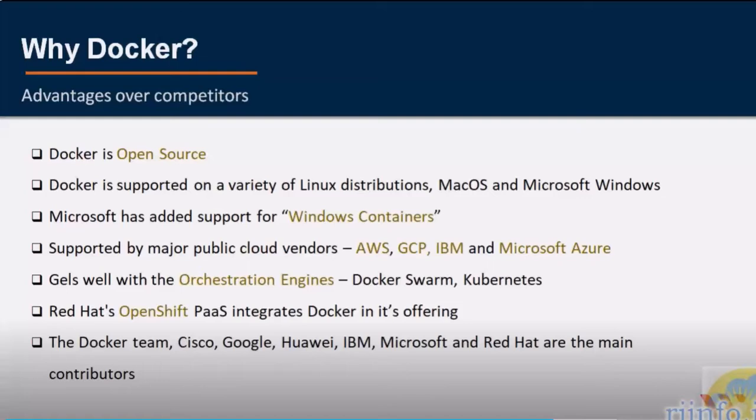Now let's talk about some distinct advantages that Docker provides. Firstly, it is open source. Docker supports a variety of Linux distributions, Mac OS, and even Microsoft Windows. Newer versions of Windows now support Docker natively. You can run Windows containers on Docker as well. We have smaller base images like Windows Server Core and Nano Server available to use, and we can build applications on top of this. It is really cool stuff.